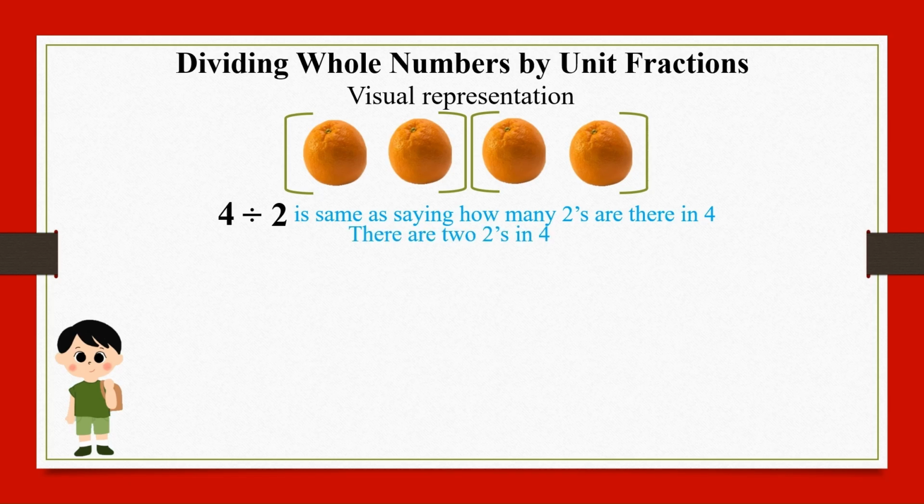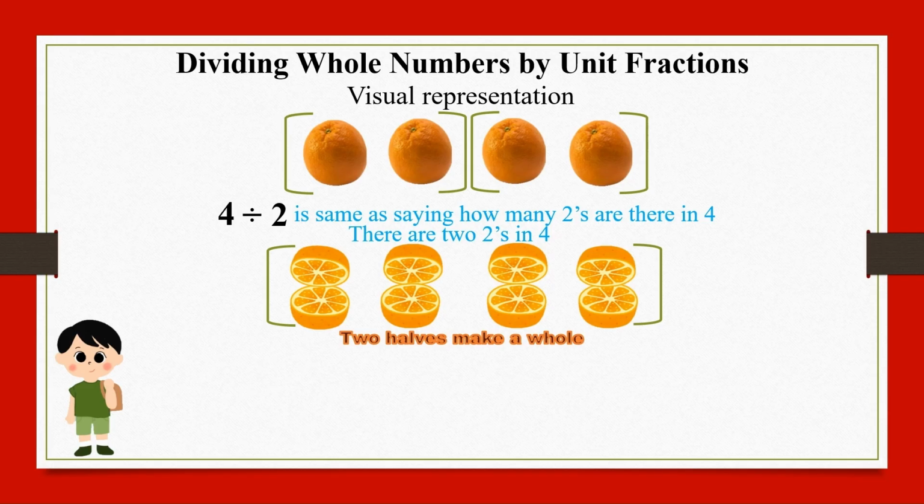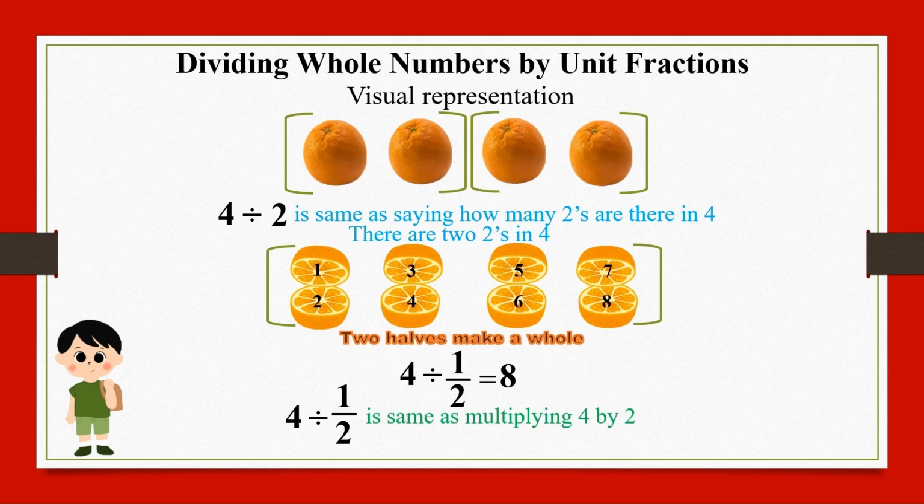Cut each orange in half pieces. You know that 2 halves make a whole. 4 divided by half, you get 8 half oranges. That is 4 divided by half is equal to 8. 4 divided by 1 by 2 is same as multiplying 4 by 2.